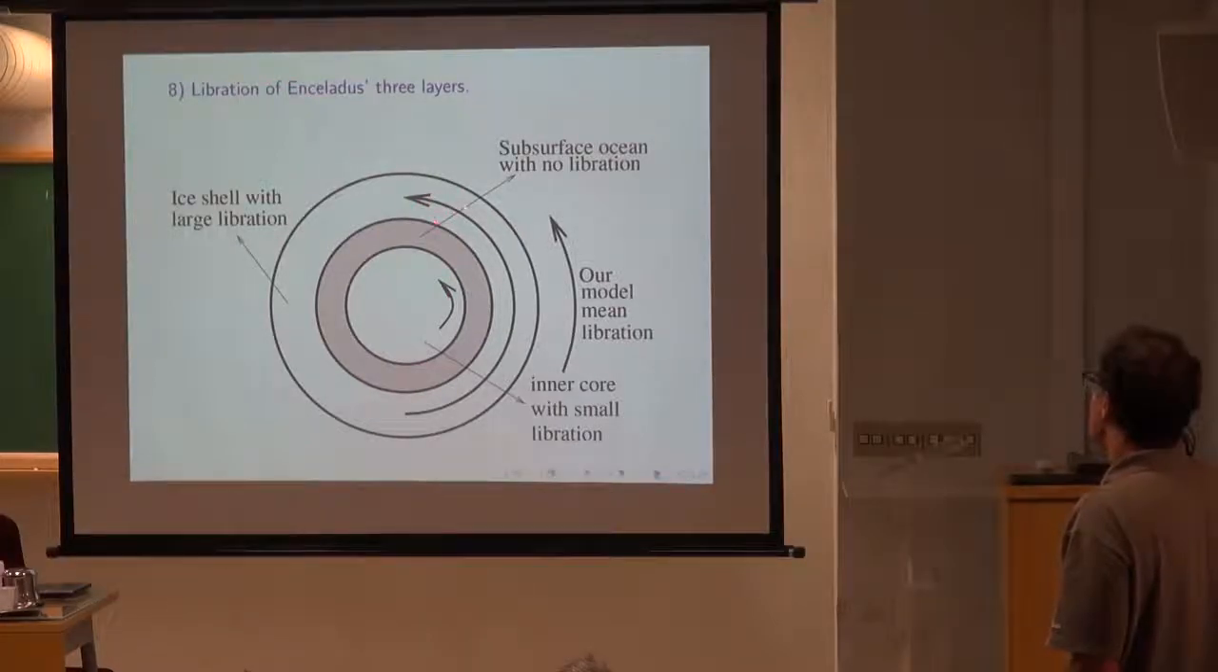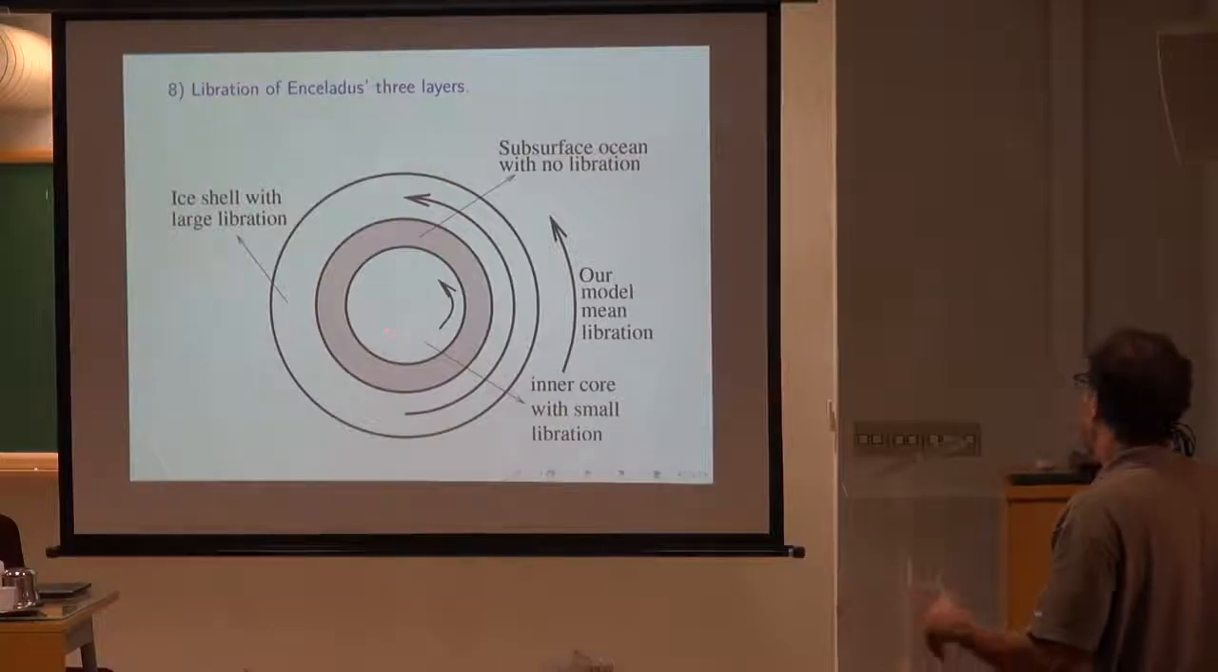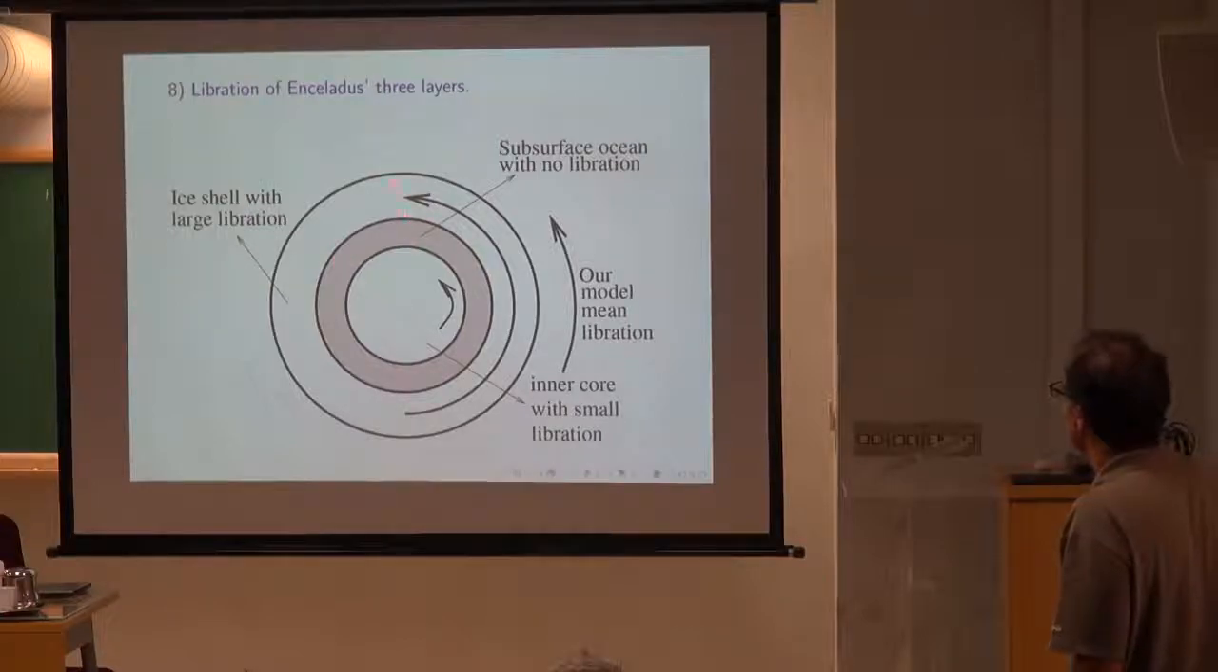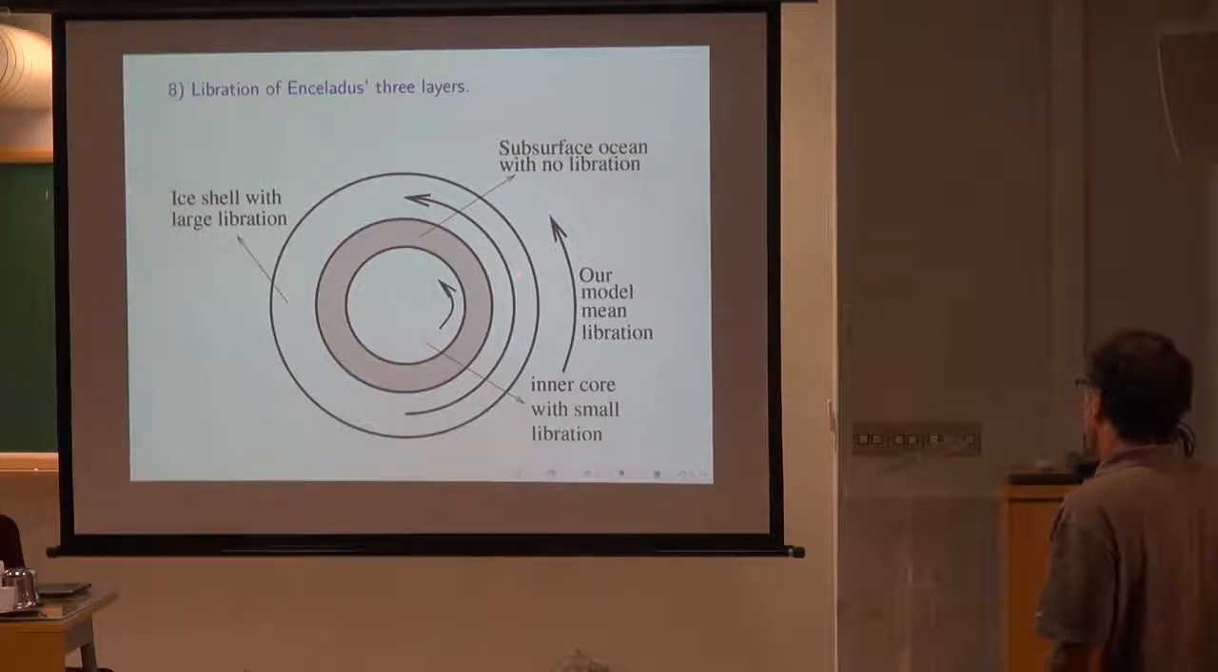Here's an ice shell. It's 23 kilometers thick. They have a subsurface ocean that's 28 kilometers thick. And there's an inner core, which is solid, a mixture of some rocks and ice. And everything has to add up to more or less 250 kilometers. That's the radius of Enceladus. So the thickest part is the core. So what's going on here?